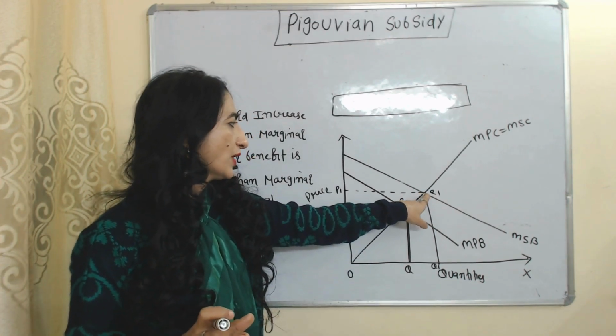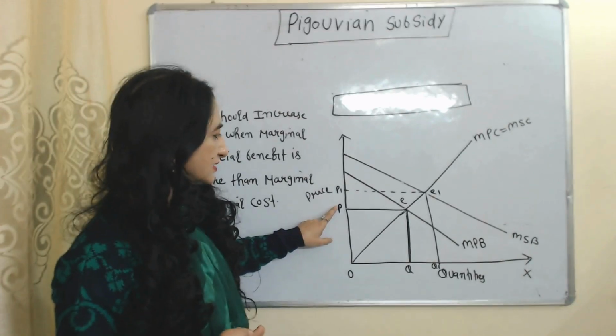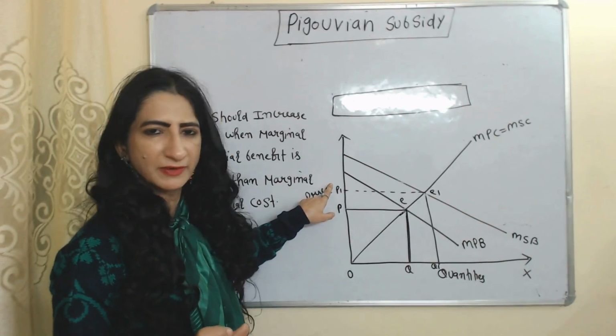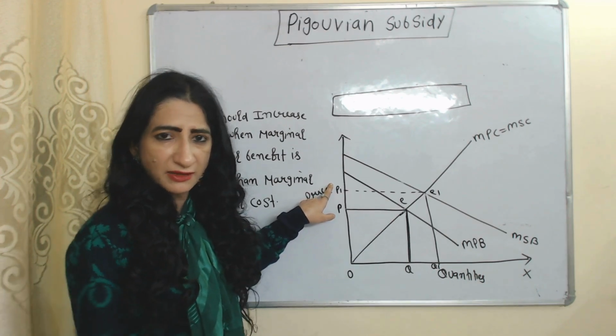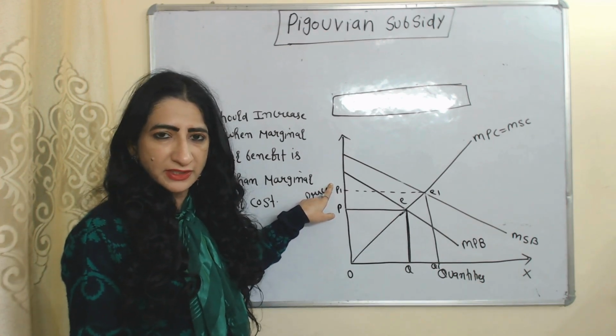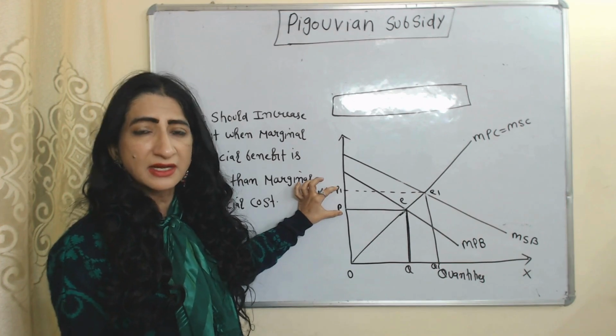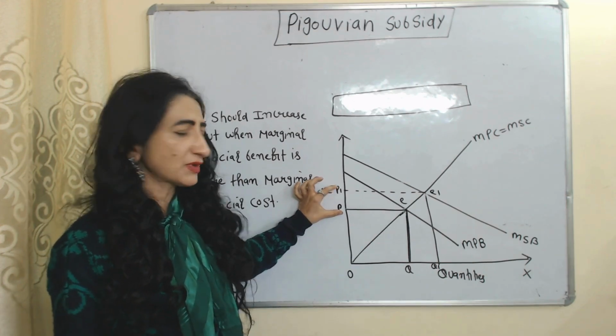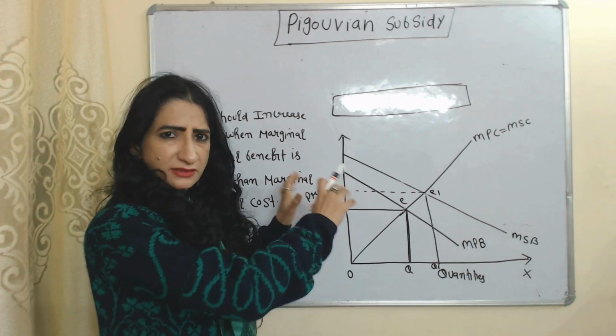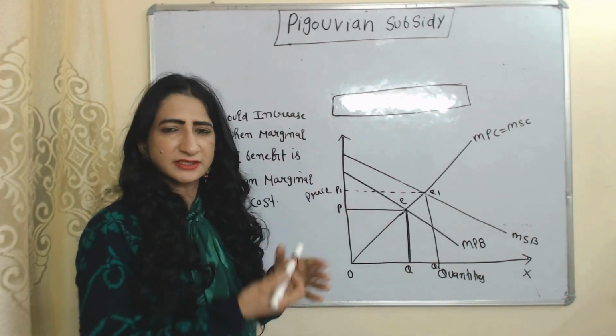But at this E1 point, you can see our price has increased from P to P1. It is obvious that as demand for educational output increases, prices will also increase, but government will provide subsidy to students. That's why students will not face this much burden of the increase in price.